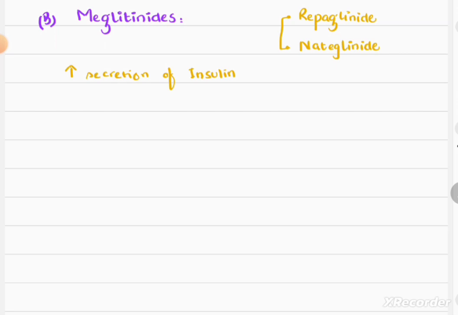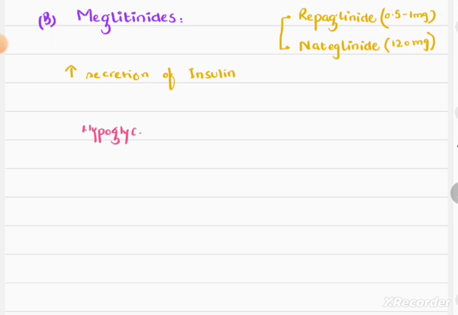And repaglinide is given in the dose of 0.5 to 1 mg before meals, and nateglinide is given as 120 mg before meals. So these are the doses in which they are given. They have the same mechanism as we have studied in the sulfonylureas, and the adverse effect of meglitinides is that they can cause hypoglycemia as well, just like the sulfonylureas.